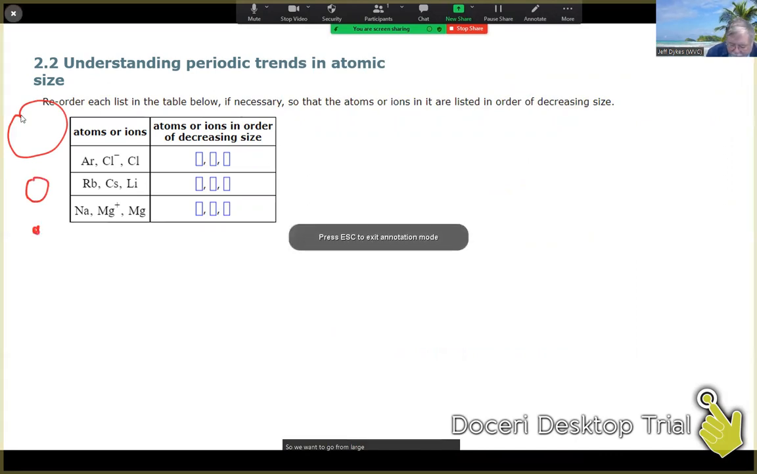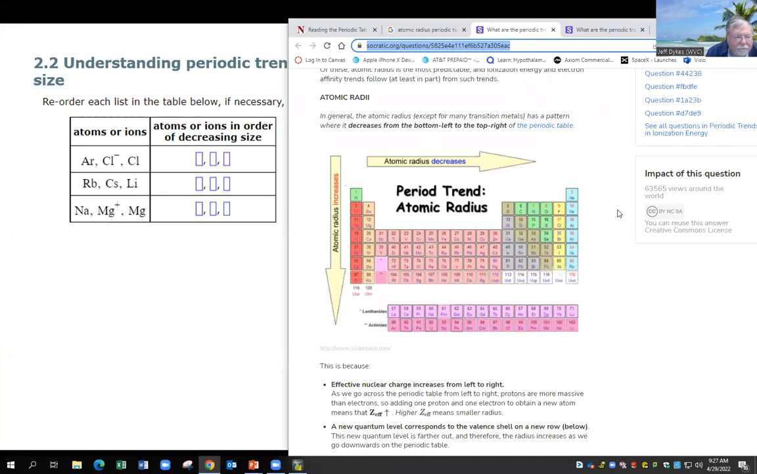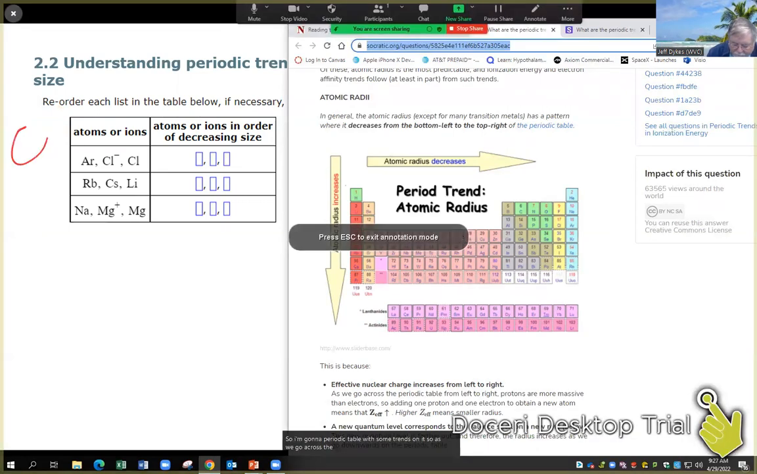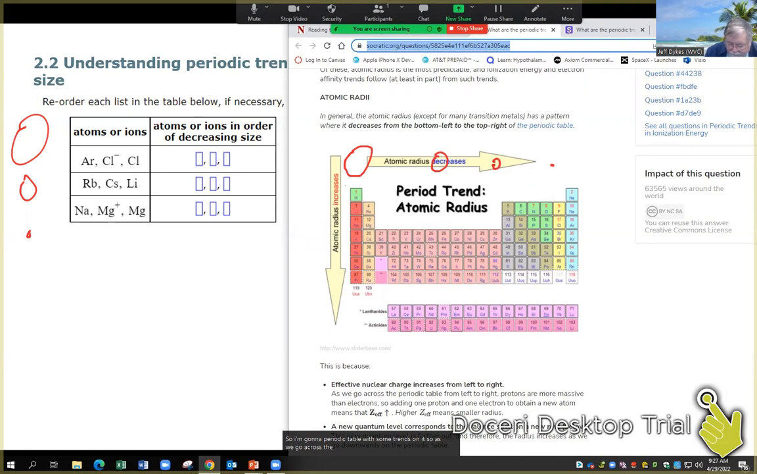Okay, so we need to understand a little bit. So I'm going to bring in a periodic table with some trends on it. As we go across a period, it'll be largest on the left, and then it gets smaller. And as we go down a group, it gets bigger. So we'll go here, and here. So it's bigger.